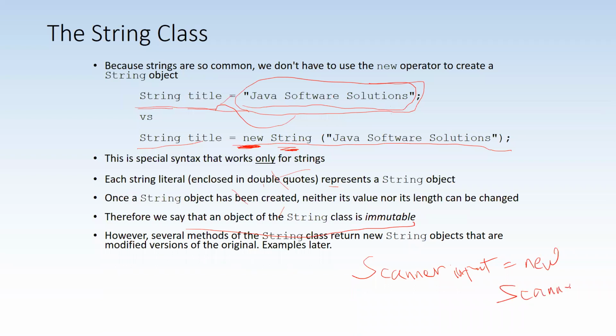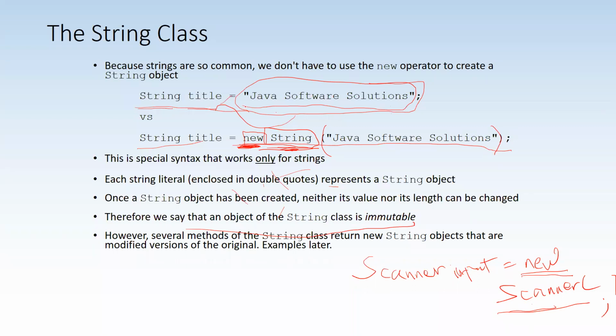You have to do that and System.in. This is how you create an object. That's the syntax: you have to have the new operator followed by the class name. And for String, it's the same: the new operator, the class name, and followed by the parameter. So that is the syntax.